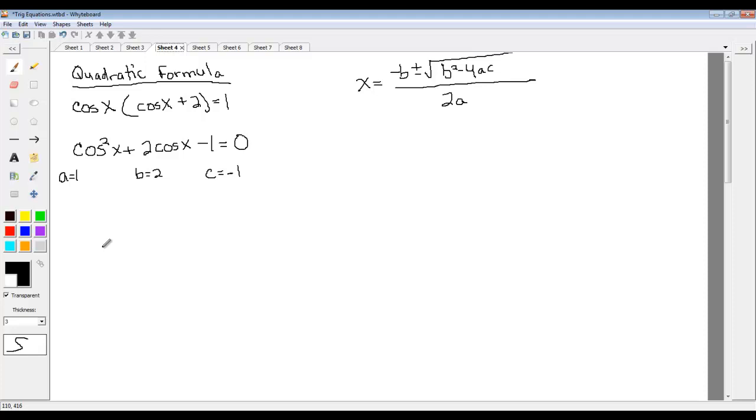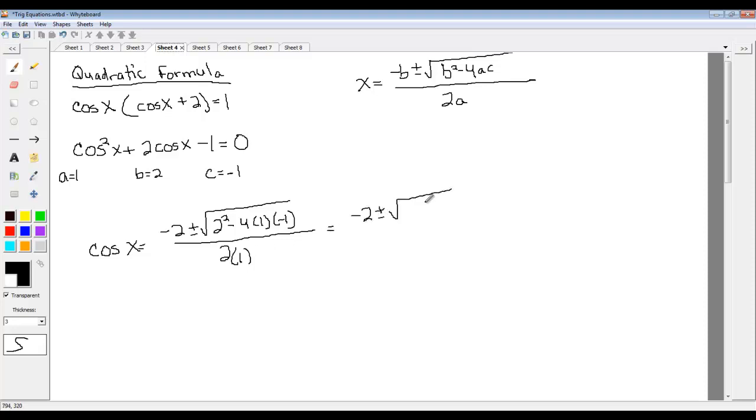But instead of x, we have cosine x. So cosine x equals negative b, negative 2 plus or minus square root of 2 squared minus 4 times 1 times negative 1, all over 2 times 1. So we have negative 2 plus or minus square root of 8 all over 2. Negative 2 plus or minus 2 square roots of 2 all over 2. Negative 1 plus or minus square root of 2.